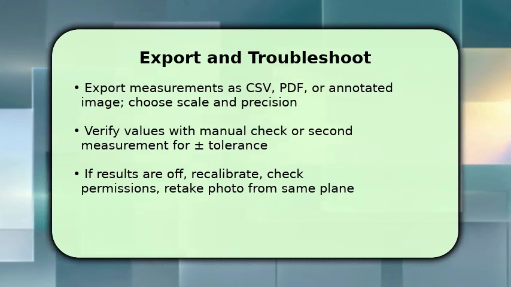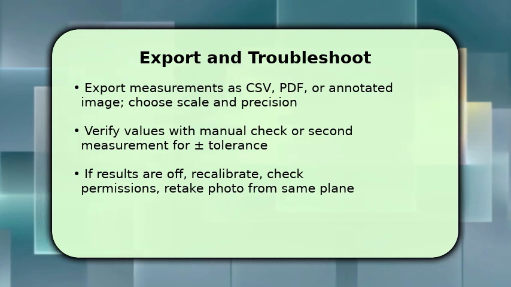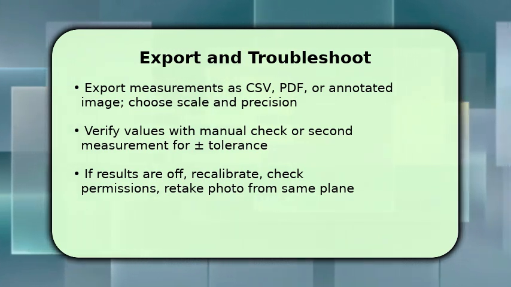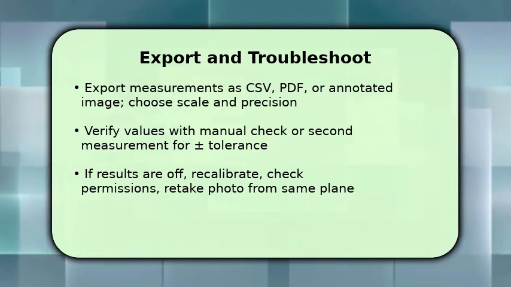If measurements look wrong, recalibrate immediately. Confirm the app still has camera/storage permissions, and retake the photo from the same plane as the reference object. This fixes most errors and keeps your outputs reliable.